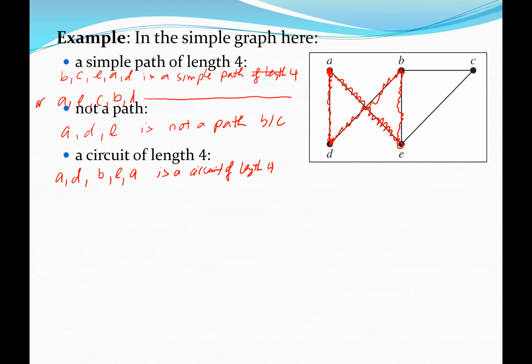If you travel along that direction, A, D, B, E, A, it's a circuit of length 4, so it does go back to A. You can see a path of length 4 is B, C, E, A, D. It doesn't go back to B. So for a circuit, you need to go back to where you're starting. That's just one of the examples you can see.